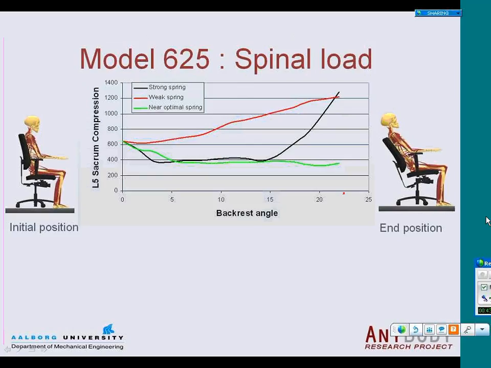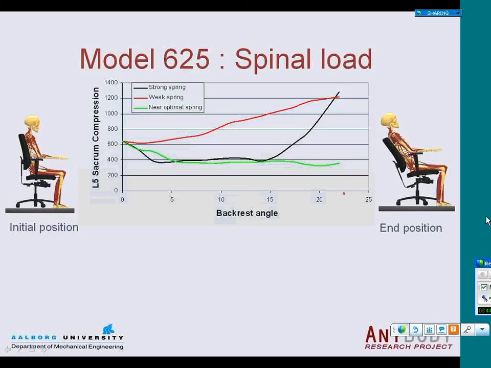And again, ideally, we would like to come to a resting position that would take some of the load off the spine. And we are here investigating the influence of the spring that is embedded into the mechanism and which is causing the backrest to push back on the upper body and thereby support the upper body when it's leaning backwards. Now there are three cases here.